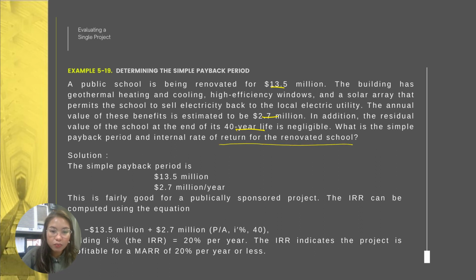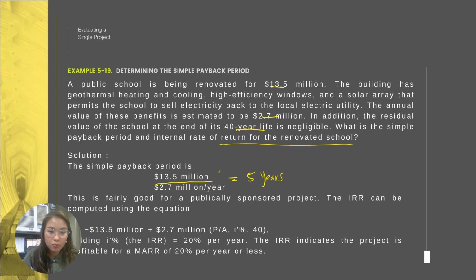So the simple payback period is 13.5 over 2.7 million per year, which is equal to 5 years. I'm sorry, I have to correct the PDF on the LMS. This is fairly good for a publicly sponsored project.